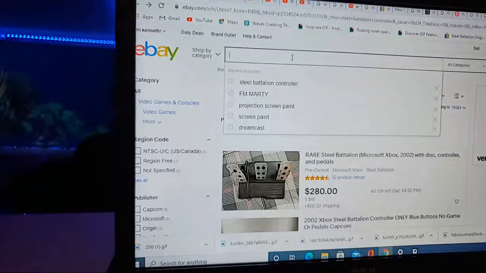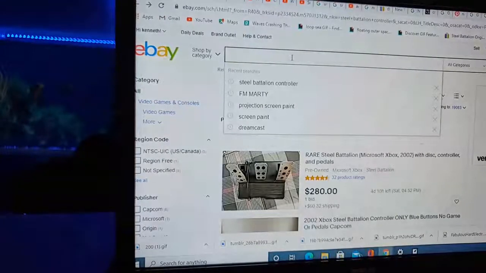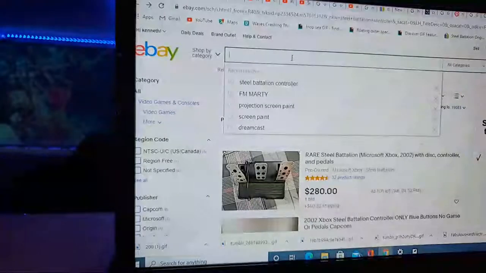I want the Steel Battalion controller, but I'm gonna have to basically just put $500 aside to get it because I'm not gonna get that thing for any cheaper. I think it's still expensive. I can't believe they want that much money for F and Marty. Good God. Ooh, that's a lot of money for F and Marty.